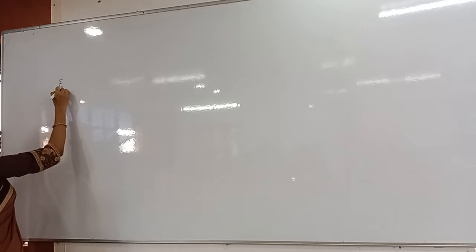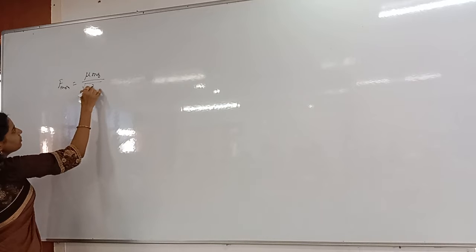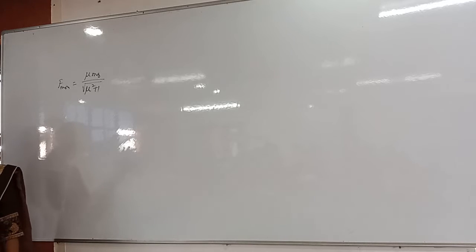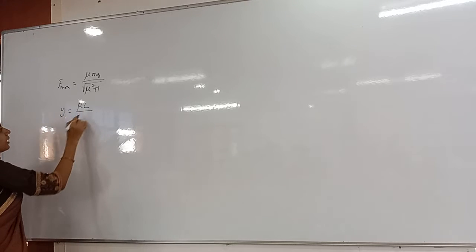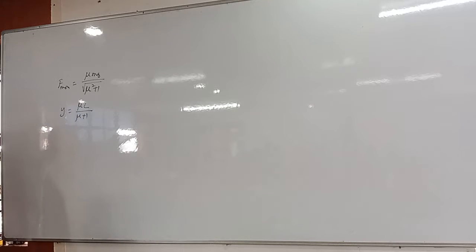Yesterday we were discussing some important problems, that is, the minimum force required to pull an object. What is the minimum force required to move an object? F minimum is equal to mu mg by under root mu square plus 1. That is the minimum force required. And also the maximum length required to stay the chain on the table. What is that? Y is equal to mu into L by mu plus 1 or mu minus 1? Mu plus 1. Y is equal to mu L by mu plus 1.